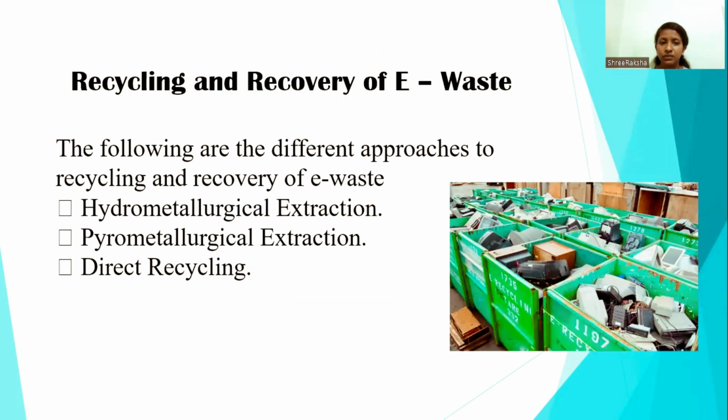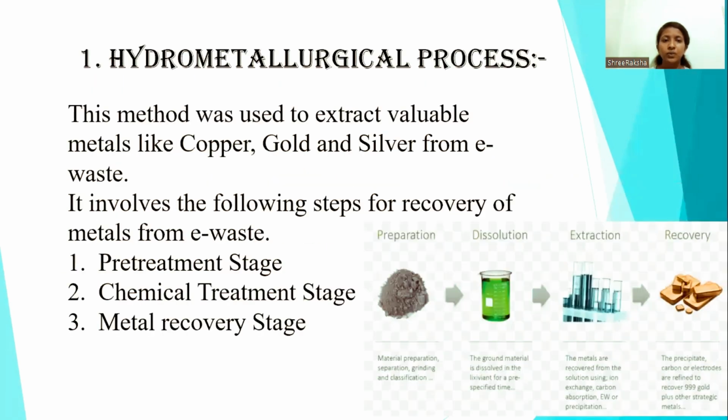Recycling and recovering of e-waste. It involves the following steps, that is hydrometallurgical extraction, pyrometallurgical extraction, and direct recycling. Let's see. Hydrometallurgical process or extraction. This is a method used to extract valuable metals like copper, gold, and silver from the e-waste. It involves the following steps, that is pre-treatment stage, chemical treatment stage, and metal recovery stage.